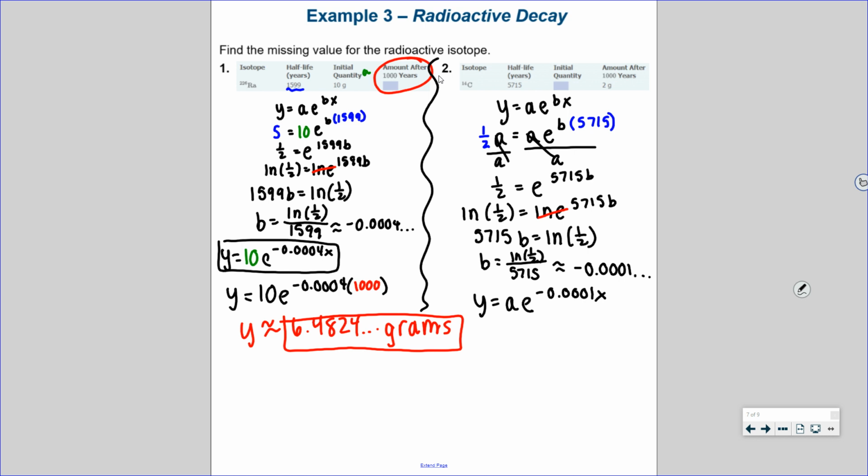All right, now I could use this piece of information. This is kind of like giving me a point on this graph. It's telling me that after 1,000 years, I have 2 grams. So I could plug in 2 for my amount and 1,000 for my time, and then I could solve for A. And that's all we need to do. We're trying to find A, right? This is our initial amount. So after 1,000 years, now I'm essentially plugging in this point.